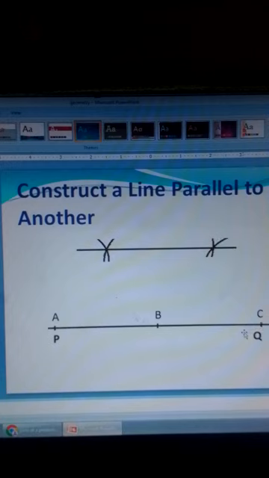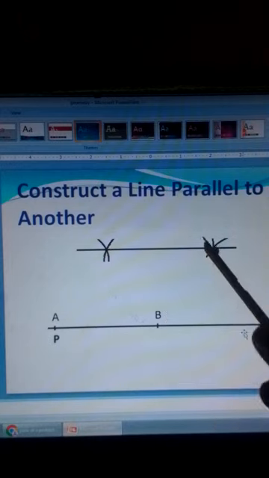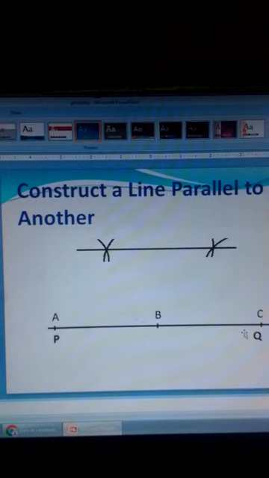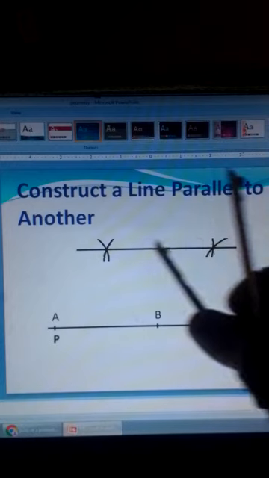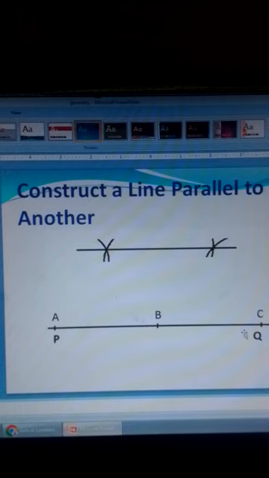Okay, after you have done that, you join the points of intersection of the arcs. So this is where the point of intersection is of the arcs. So you join the two points with a straight line, and that line that you'll obtain will be parallel to PQ. So this line is parallel to PQ. That's how we do it.